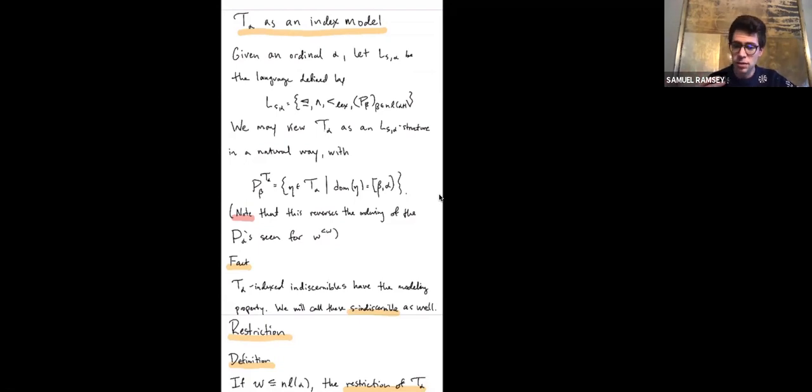T alpha indexed indiscernibles will have the modeling property. So if we take a big collection of tuples indexed by T alpha, we can extract from them an S-indiscernible tree, and that will have all the indiscernibility properties that we care about, provided that we don't mind that we only know that things at the same level have the same type. Things that are at different levels are identified by different predicates, so their types might be different. Okay, so this works just like LS did, except we just added new predicates.